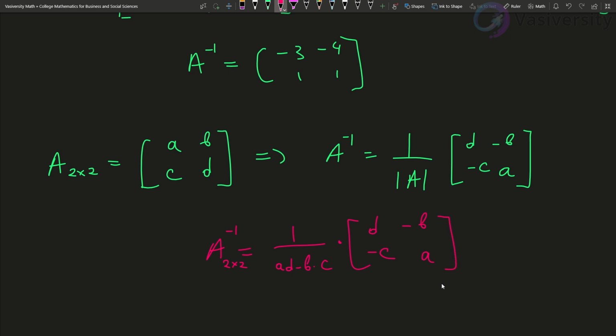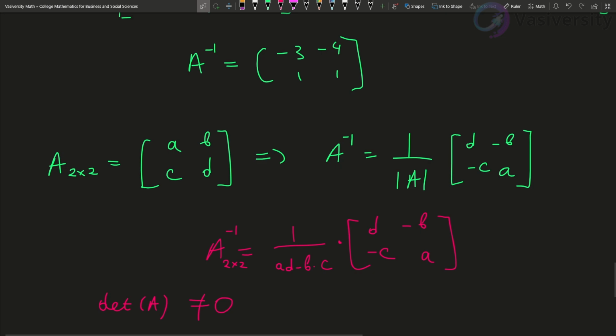Okay, so when a matrix is singular, meaning that the determinant is equal to 0, then we do not have an inverse. So this is a very important part. The determinant of A must not be equal to 0 in order for us to have an inverse.